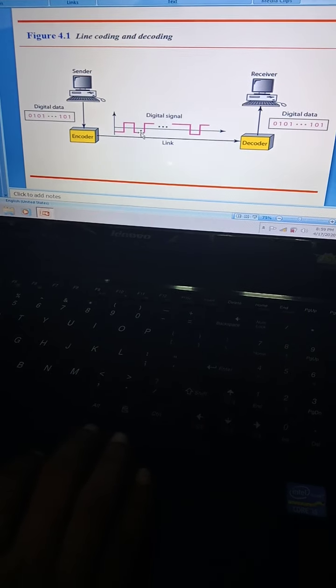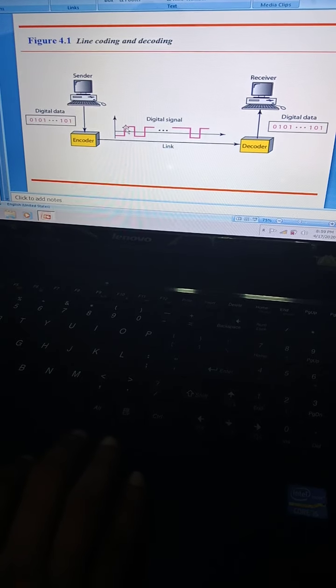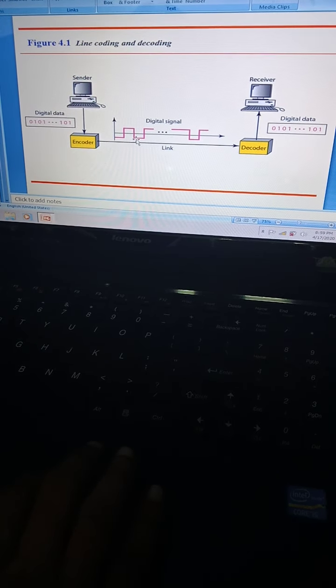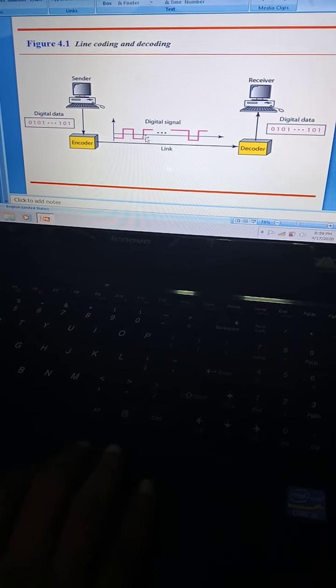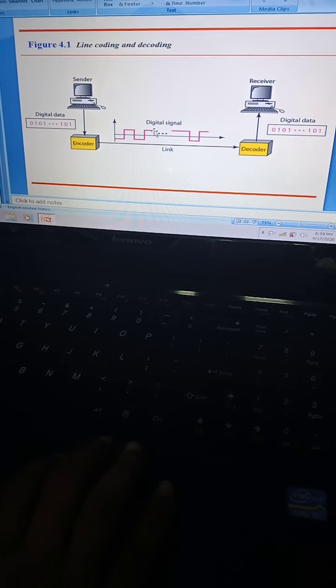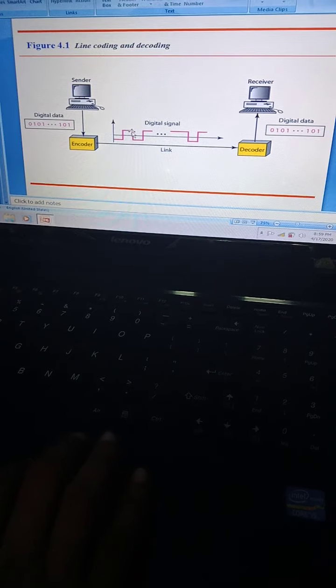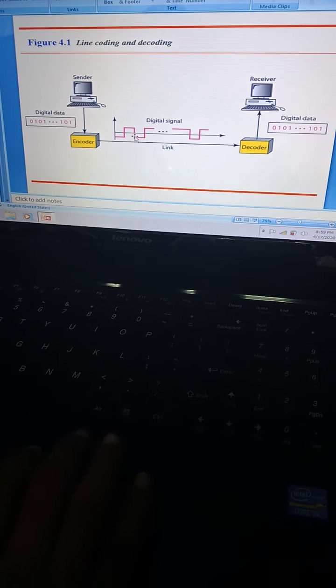But when we are using the second method, that is from positive to negative, that is from here to here, that is 1. From here to here, that is 0. That is from negative to positive is 0. Positive to negative is 1. That is another type of line coding method.